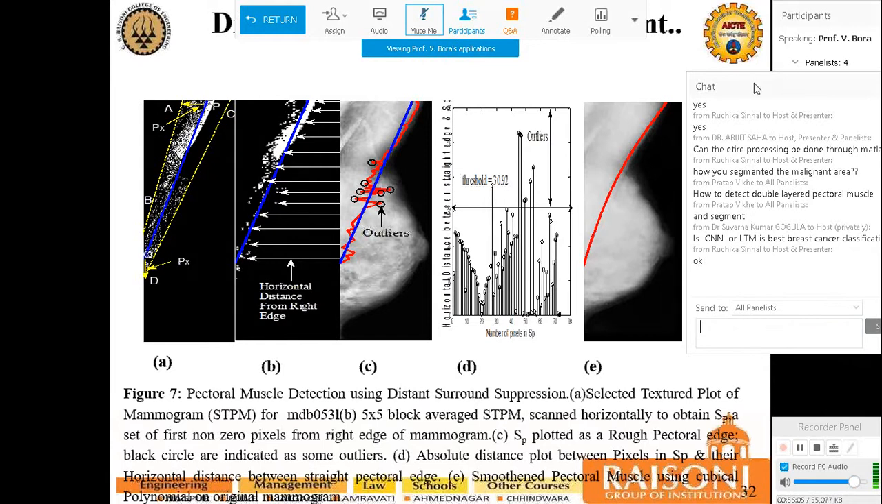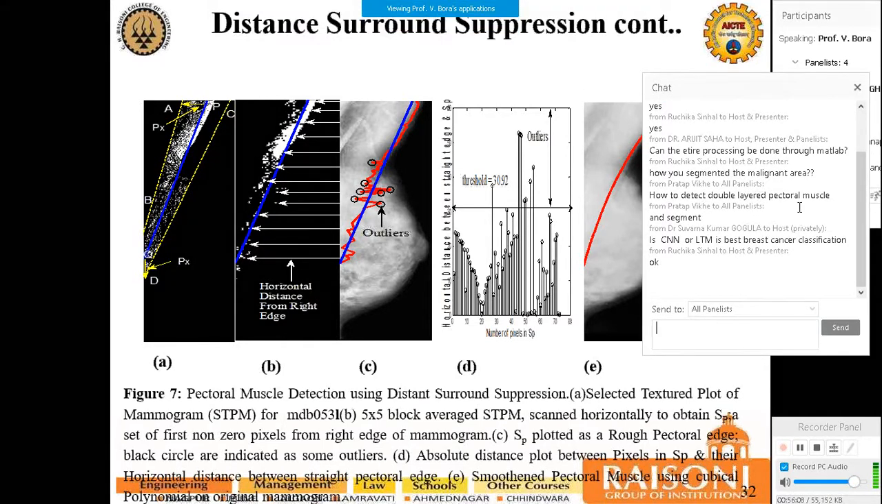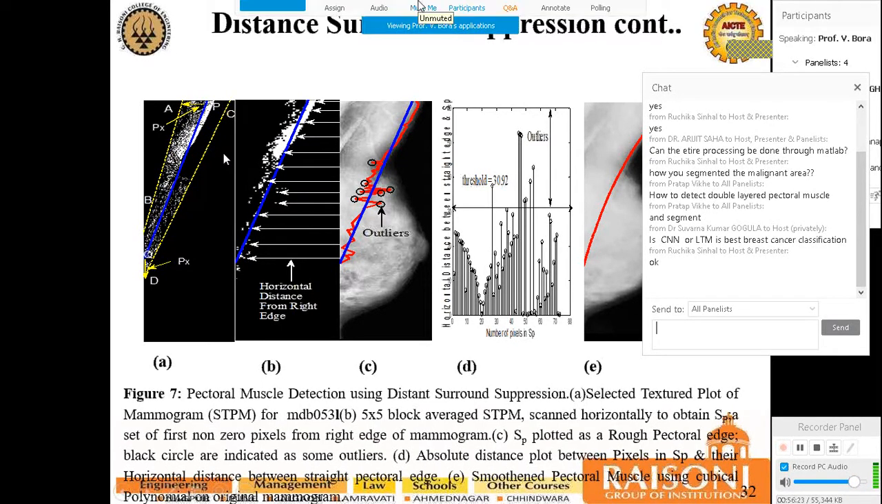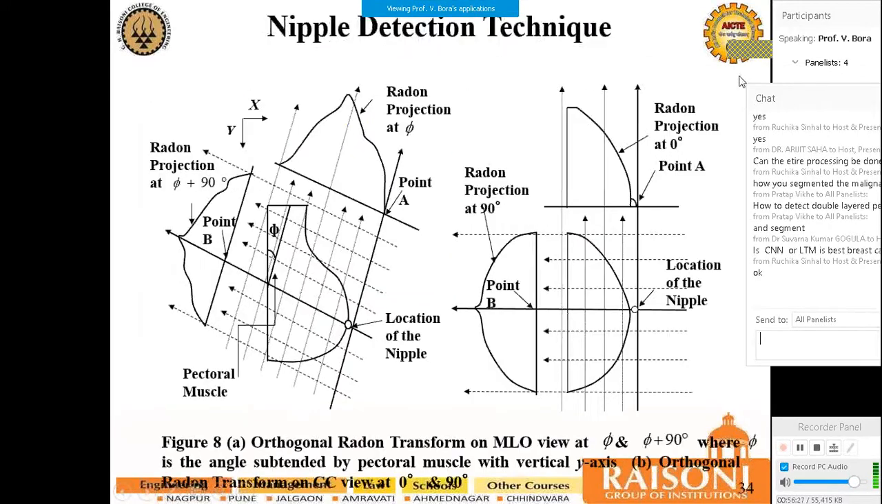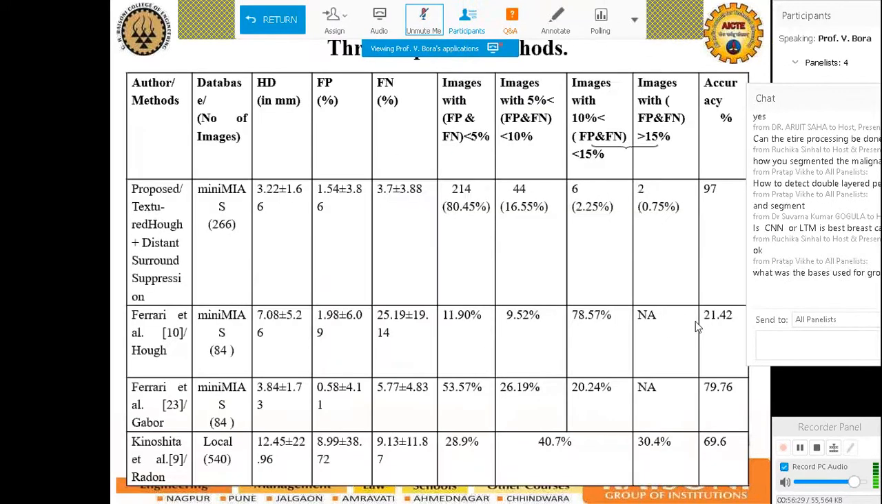Ma'am, in continuation of the previous question, how to detect the double layer pectoral muscle and segment it? Yeah, this is the way only. For example, I will come to the result. For example, this can be a double layer. There is a layer here.